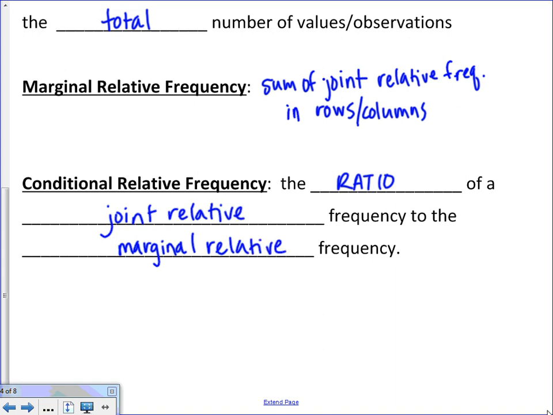The big difference here is it's no longer in relation to the total number of outcomes. It's in relation to one of the sums of your rows or your columns, and that means it's really a conditional probability. So marginal relative and joint relative are just really basic probabilities. This here is a conditional probability.